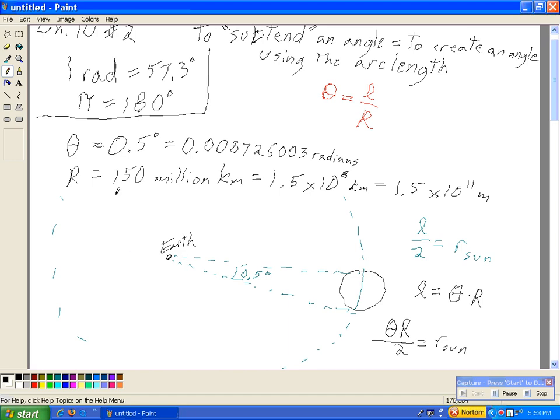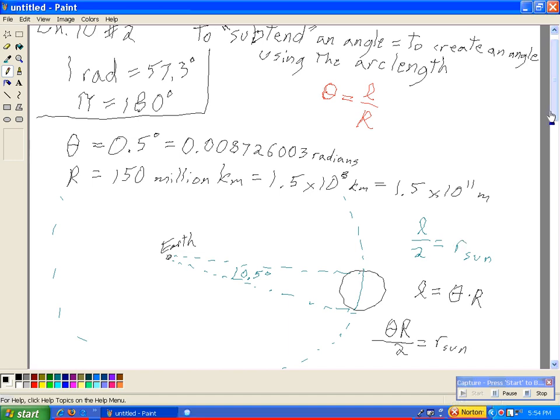We know the angle is 0.5 degrees. We need to change that to radians. This is what I got. I took this and I divided it by 57.3, because 1 radian is 57.3 degrees, and it gives me this long number all the way through. Now, the distance was in kilometers, so I had to change that to meters. First I put it in scientific notation, and then I changed it to meters, 1.5.